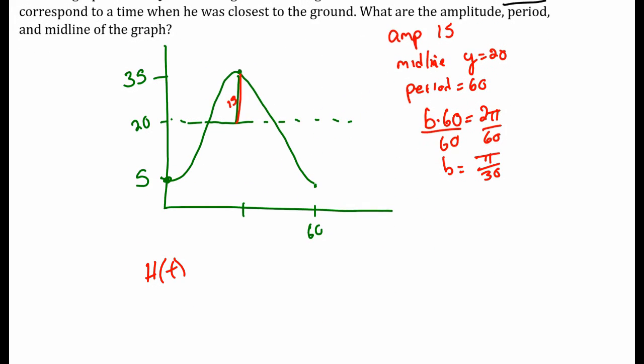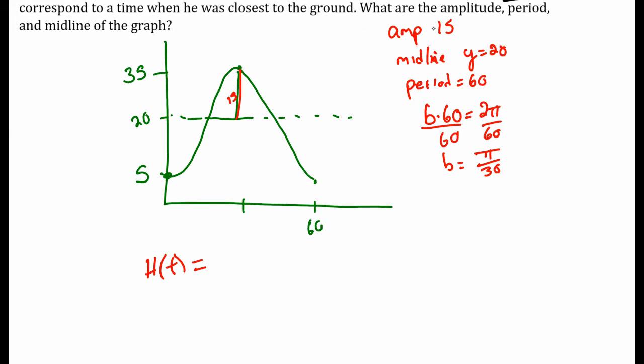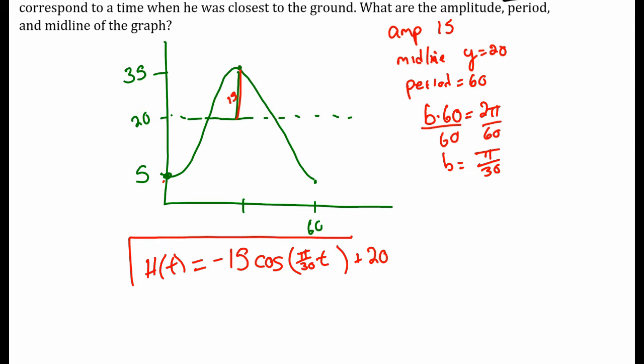Don Quixote's height is amplitude of 15. We said this was a cosine curve, but wait a minute. This is starting at its minimum, not its maximum, so it's a negative 15 cosine. We said b was pi over 30 t, because I have to use t, because they said t equals 0 corresponds to that point. And I need to shift up 20. I need to shift the midline up 20. This is the equation of a sinusoidal function that models Don Quixote's height on this windmill. I don't know how you battle a windmill, but Don Quixote is.